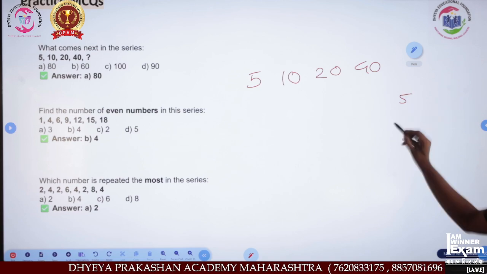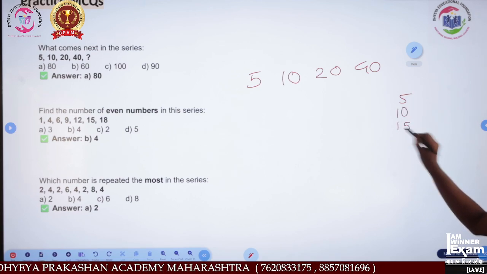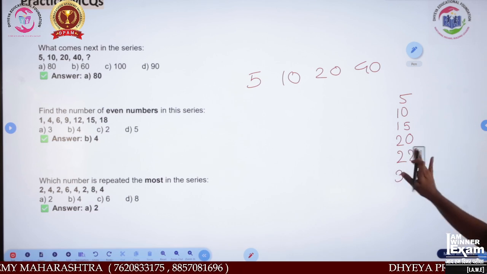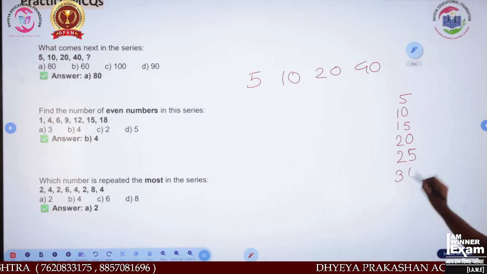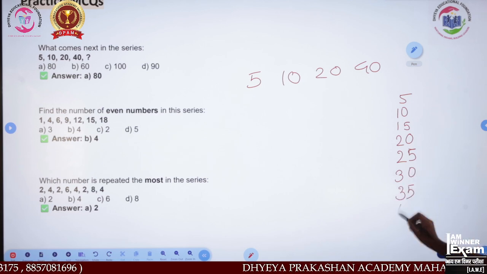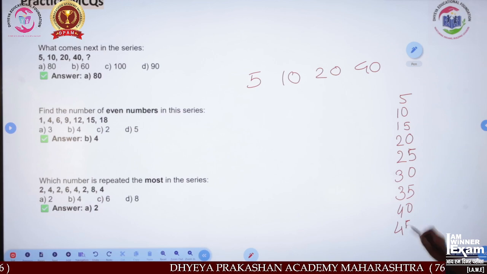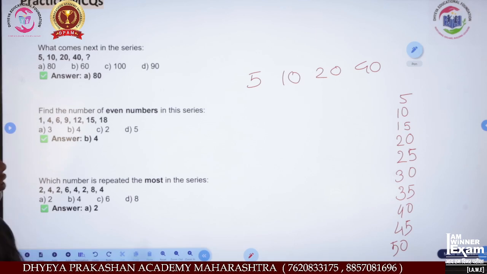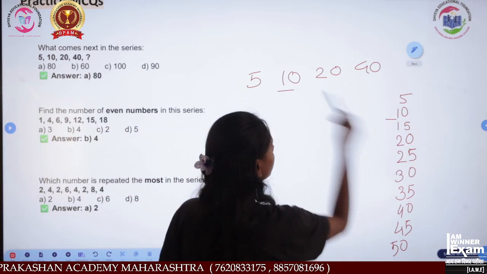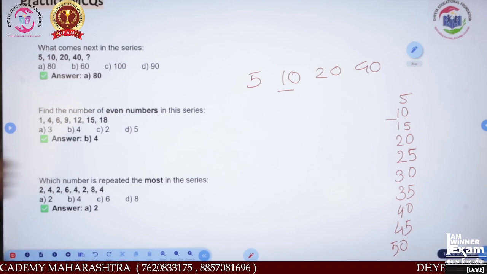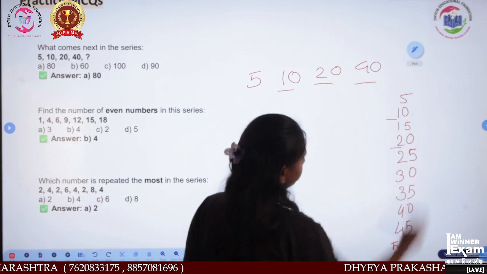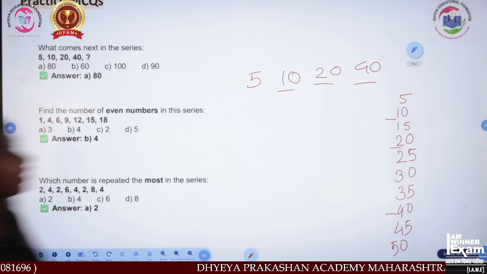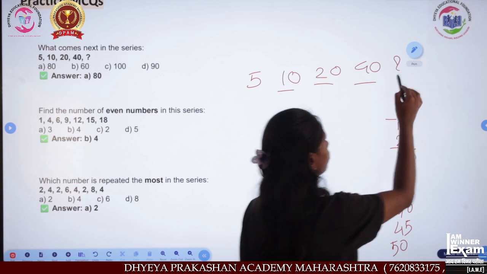5 ones are 5, 5 twos are 10, 5 threes are 15, 5 fours are 20, 5 fives are 25, 5 sixes are 30, 5 sevens are 35, 5 eights are 40, 5 nines are 45, 5 tens are 50. Now this is the table of 5. If you look, all the numbers are there in the fives table. But you have to find out what will be the next.